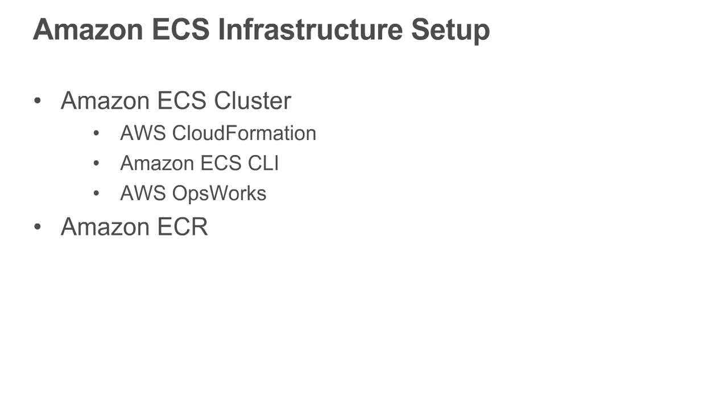Now, in order to set up your ECS infrastructure, you need a couple of components. You need a cluster defined with EC2 instances. We call them container instances. And you need a repository to store your Docker containers. Now, keep in mind, you can set up ECS infrastructure and ECR using the management console, as well as the AWS CLI or SDK, which I have not highlighted here. But in the next few slides, we will see how additional tools like CloudFormation, ECS CLI, or OpsWorks can help benefit you in your design as you set up your infrastructure.